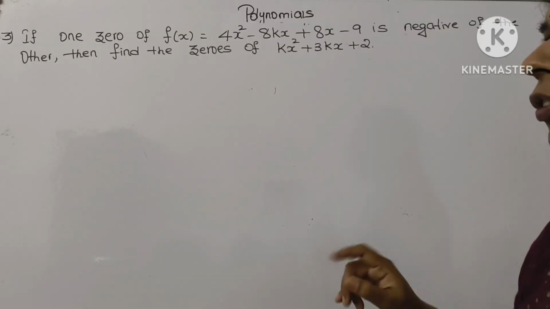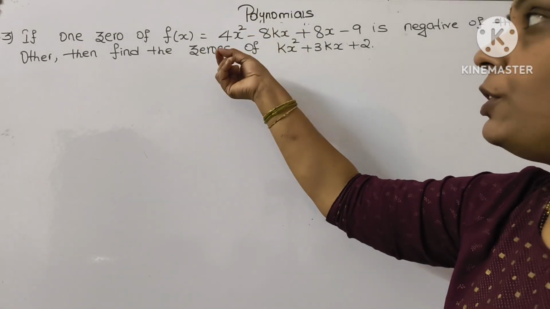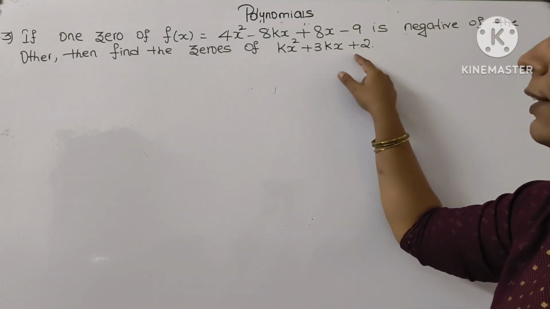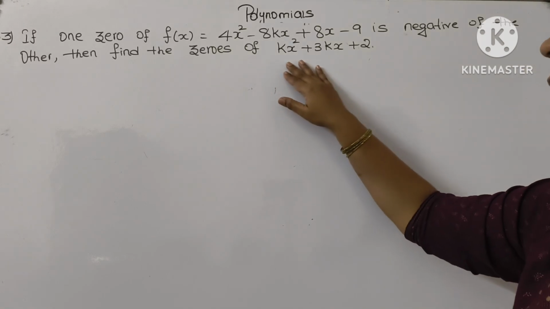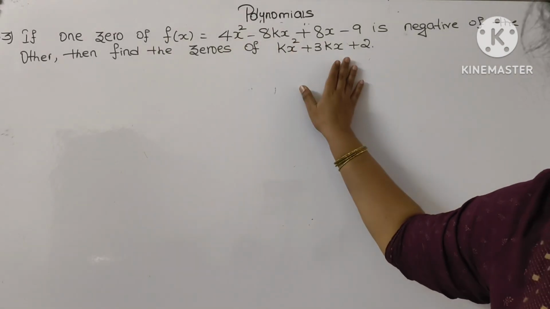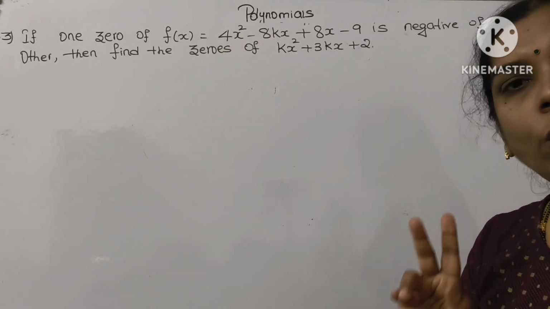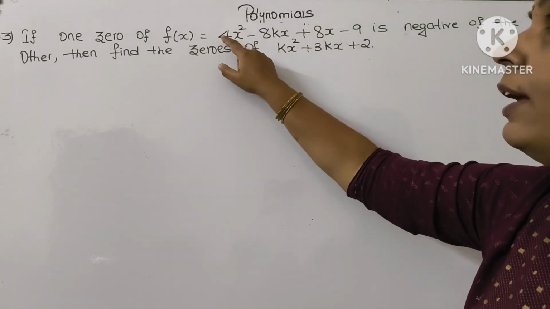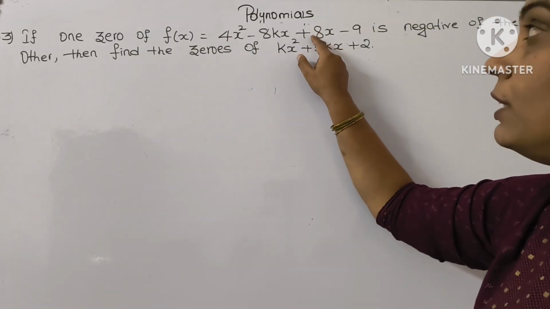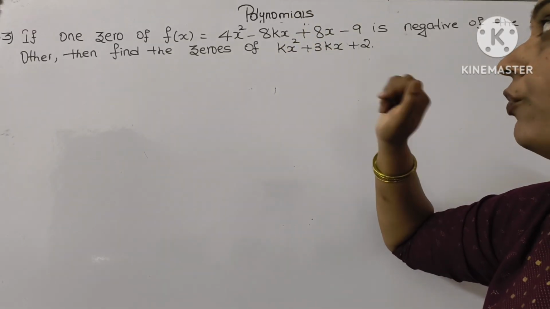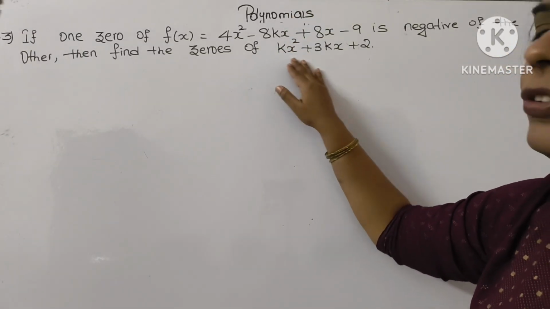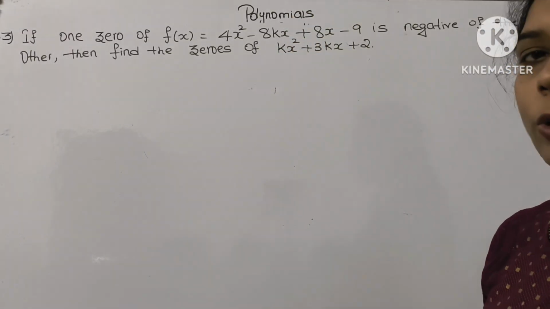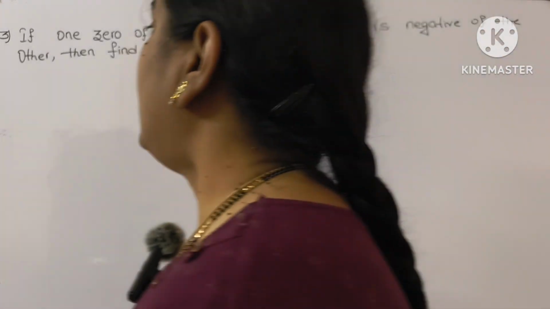Once we find the value of k, we have to substitute the value of k in the other polynomial and completely find the zeros of this polynomial. So there are two kinds of sums involved. One is we have to find the value of k from this equation, and then using that k we have to find the zeros of the other polynomial. So two questions are involved. Let us do it.